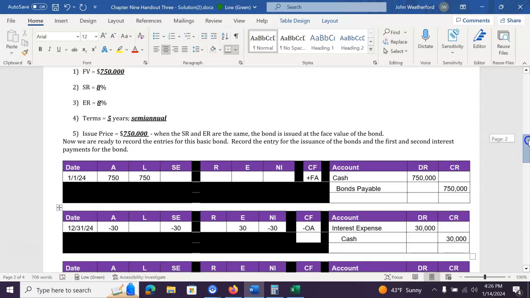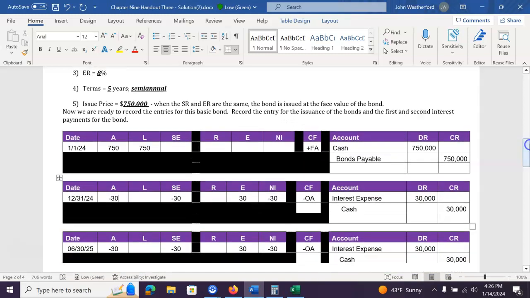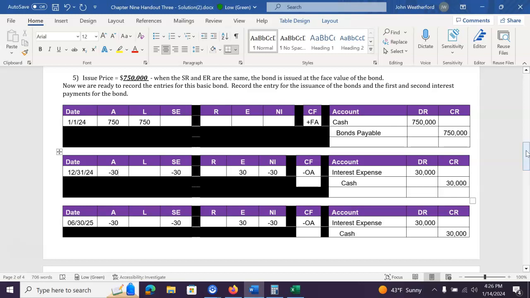Then when the next interest payment date rolls around, June 30th, 2025, I'm just going to do the same thing again. That $30,000 is due in interest every 6 months, you guys. Notice this entry on June 30th, 2025 looks just like the one on December 31st, 2024. The only difference is the date. And it would continue that way every 6 months.